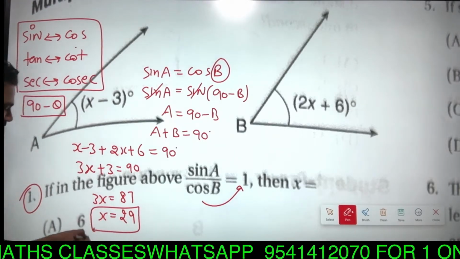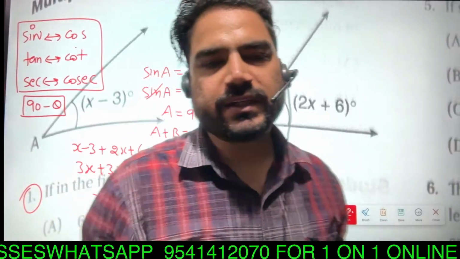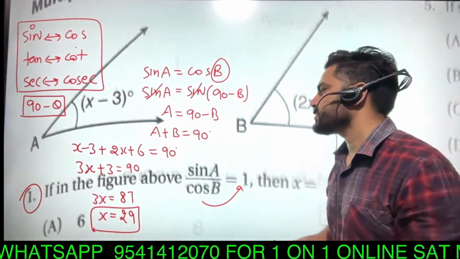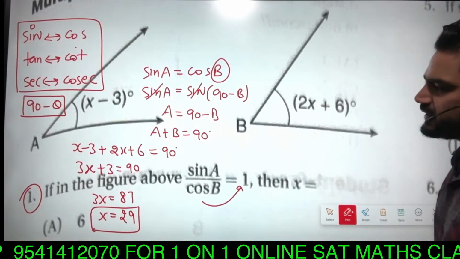29 will be our answer. It will be in option C or D. Okay, so we can clearly see that we can solve these types of questions, and these types of questions are being repeatedly asked in the SAT exam.